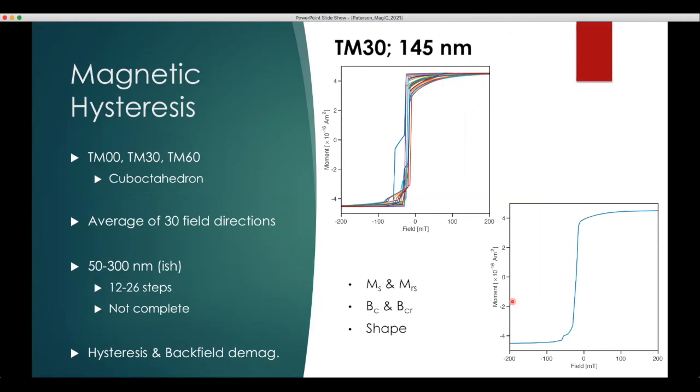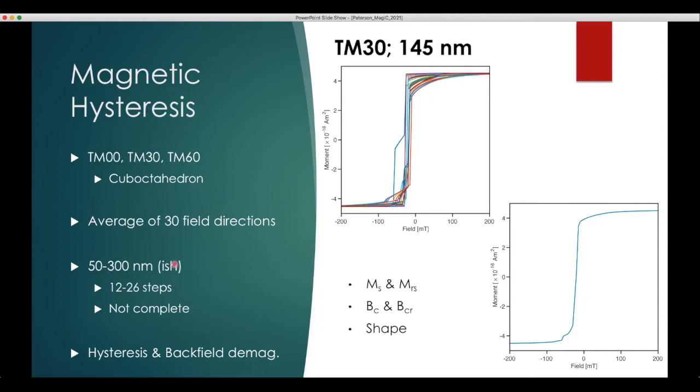And so what we've done so far is we've looked at three compositions, so magnetite, TM30, and TM60. Now, to model the hysteresis, we look at an average of 30 field directions. This is an example up here of a 145 nanometer TM30 grain, looking at all 30 field orientations. Essentially we apply the field in 30 directions uniformly around the sphere so that we average over the magnetocrystalline and the geometry angles. And then we average these 30 loops together to give us a single loop for our TM30 145 nanometer grain.